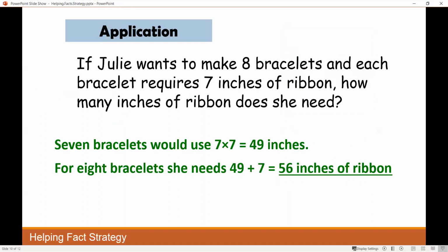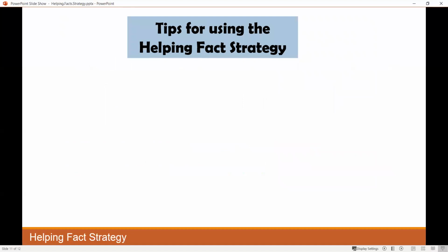Here's an application. If Julie wants to make 8 bracelets and each bracelet requires 7 inches of ribbon, how many inches of ribbon does she need? So we need to take 8 times 7. Well, 7 times 7 would be 49, but we need one more 7 to get 8 copies of 7. 49 plus 7 is 56. So Julie needs 56 inches of ribbon.